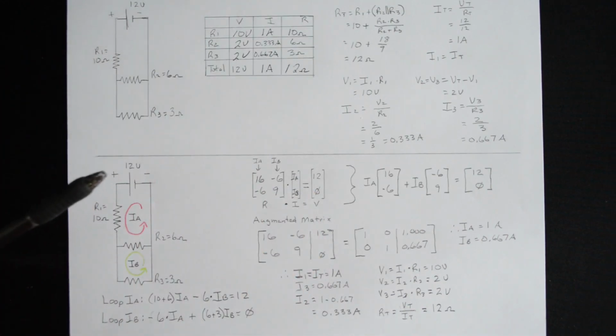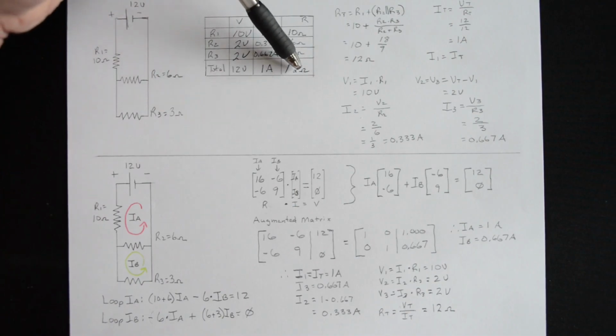totals along the side. And the first thing you always do, almost always in our class, is calculate RT. So it's R1 plus R2 and R3 in parallel. So that comes down to 12 ohms.